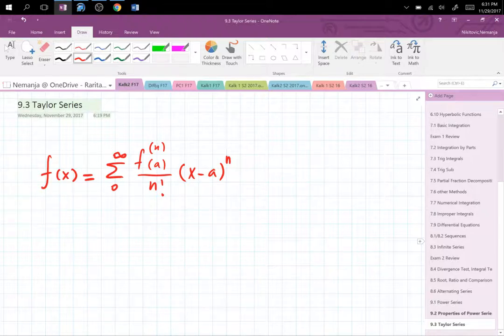Hello and welcome back to Calculus 2, section 9.3, Taylor series. This is take 2. The first time we did this, the network exploded, so let's see if it works now. We start with the definition of Taylor series, which you've seen before in previous sections.